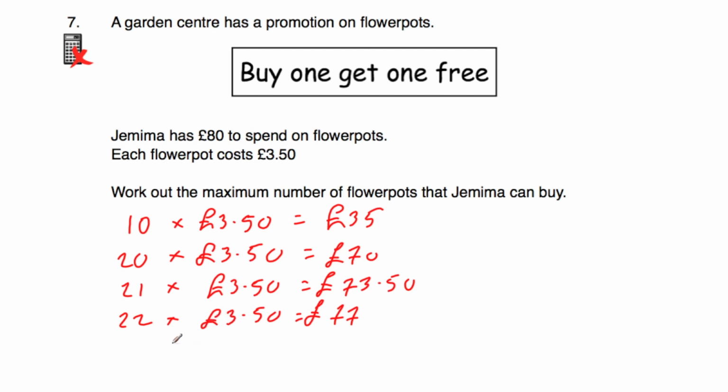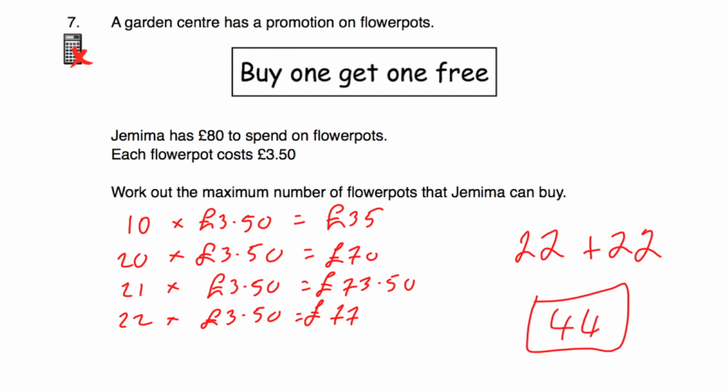But if she was to try and buy one more, well, there'll be another lot of £3.50. So if we added on another £3.50, well, adding on £3 would be £80, and adding on the 50p would be £80.50. Well, she hasn't got enough money for that. So that means that Jemima can buy 22 flower pots at £3.50 and then get another 22 free. So the maximum number of flower pots that Jemima can buy using this promotion would be 44. And that's it.